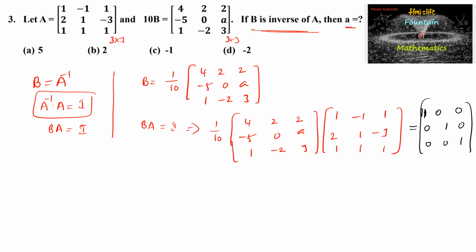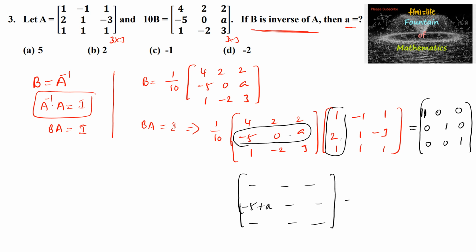Just one element, if you find, you can get the value of a. So let us consider the second row with the first column. Second row with the first column, let us do this: minus 5 into 1, minus 5, plus 0 into 2, 0, plus a into 1, plus a, which is equal to the corresponding element of [1 0 0; 0 1 0; 0 0 1].